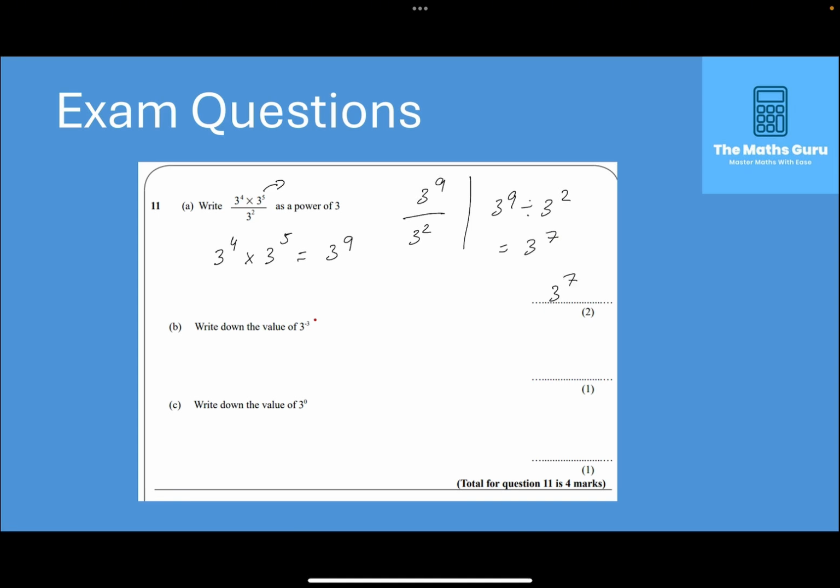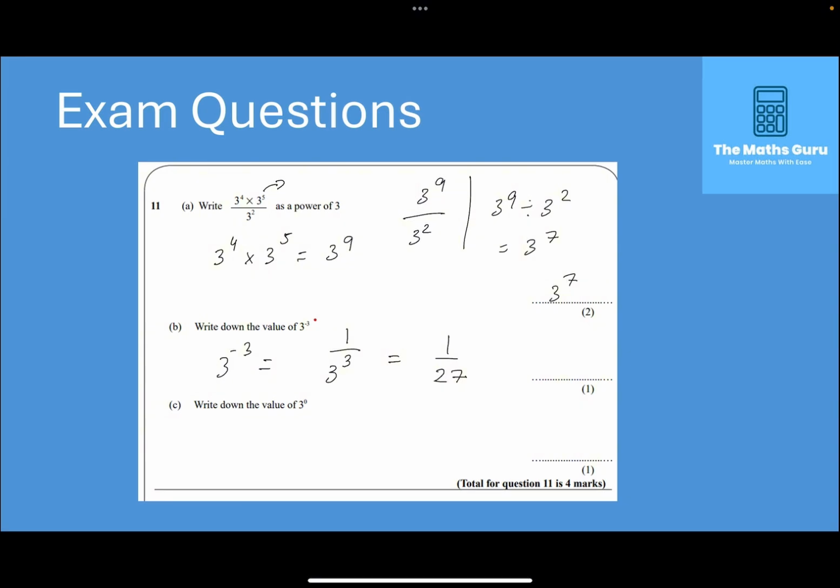We're looking at write down the value of 3 to the negative 3. Okay, so guys, remember the rule that we talked about. When we have a negative power, we want to put 1 over the value and just get rid of the negative, which then becomes 1 over 27.